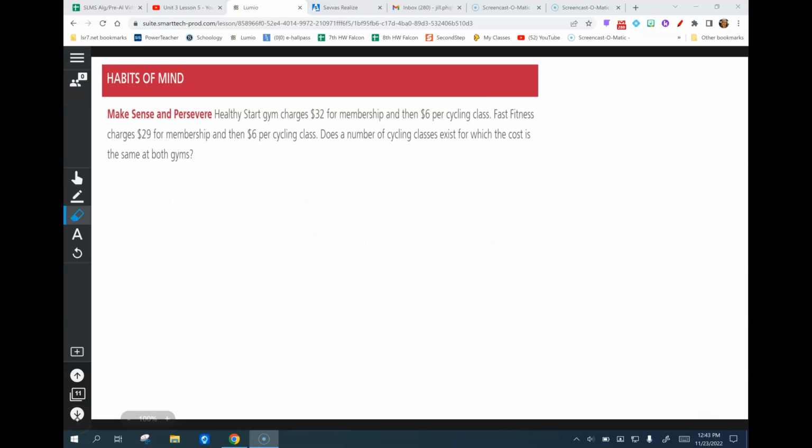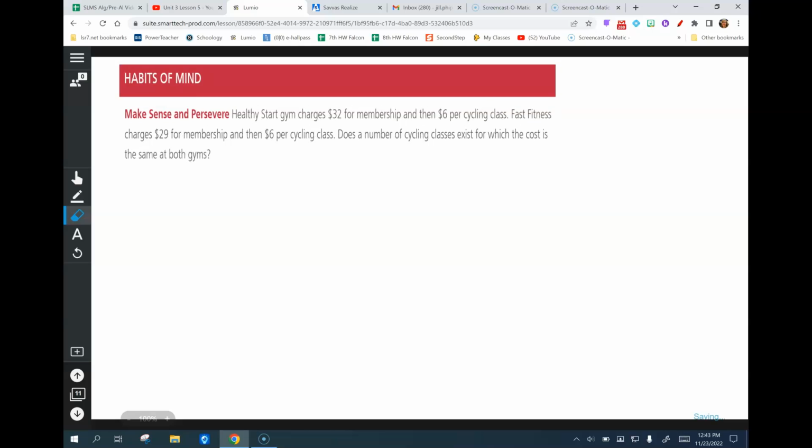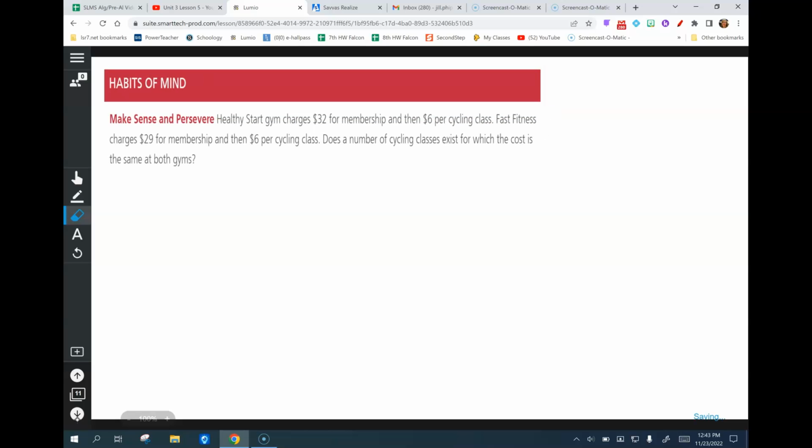So on this one, we are going to talk about Healthy Start Gym and Fast Fitness. So let's read the problem first. Healthy Start Gym charges $32 for membership and then $6 per cycling class. Fast Fitness charges $29 for membership and $6 for cycling class. Does a number of cycling classes exist for which the cost is the same at both gyms?